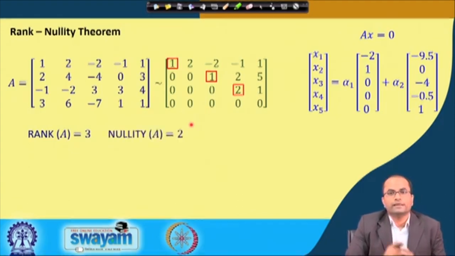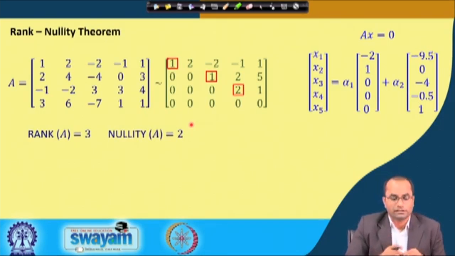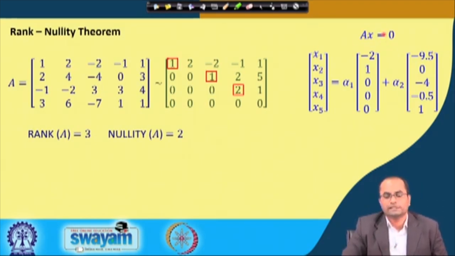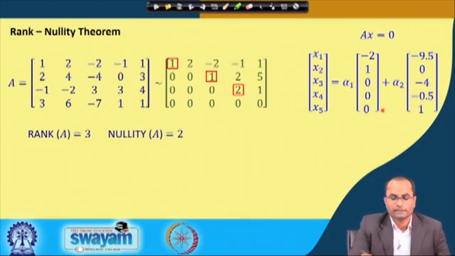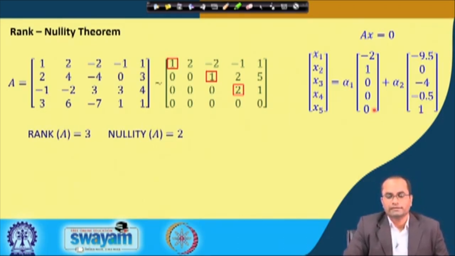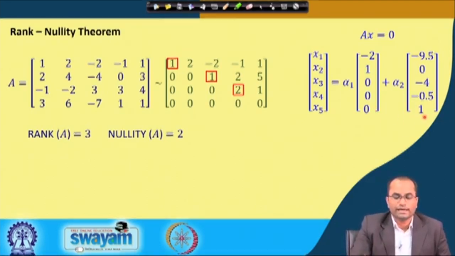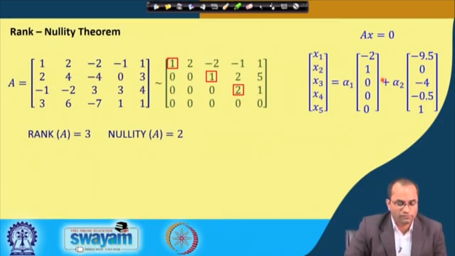What is the nullity of A? Remember, the nullity was the dimension of the null space, and the null space here is the solution set of Ax = 0. The solution set of Ax = 0 has dimension 2, because these are the two vectors which can generate any solution of this set, and these two vectors are linearly independent. So, here the nullity of A is 2. This is precisely the number of free variables in the row reduced echelon form.